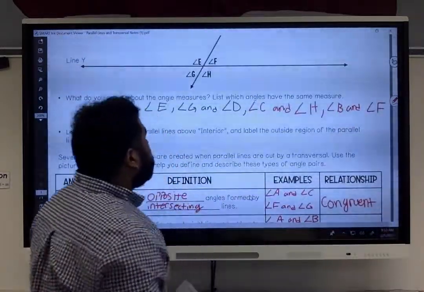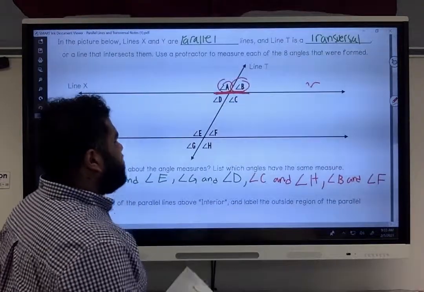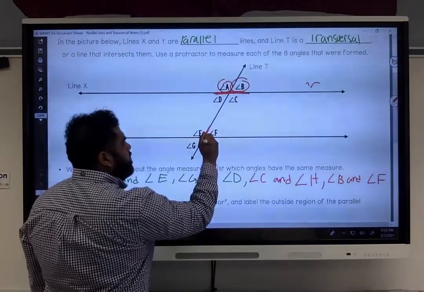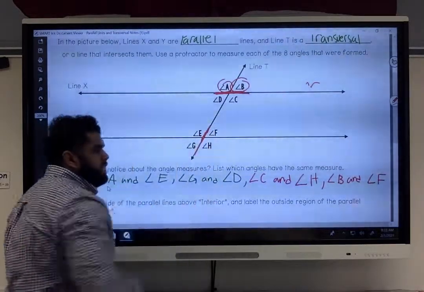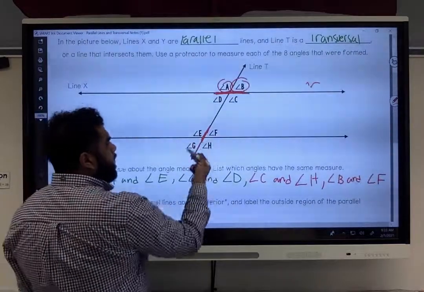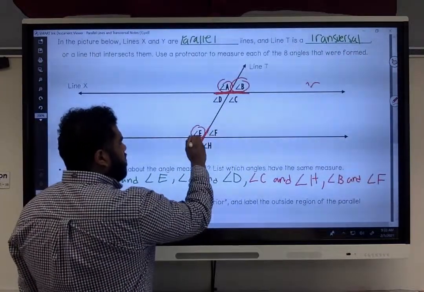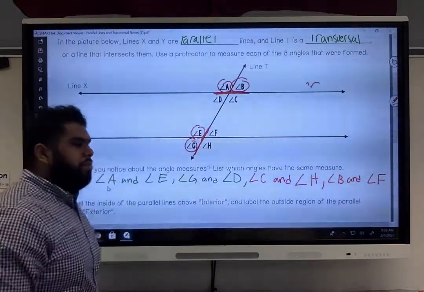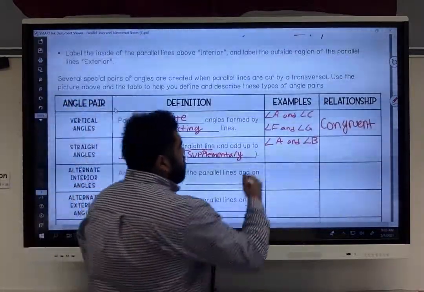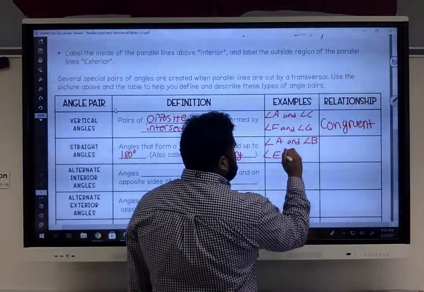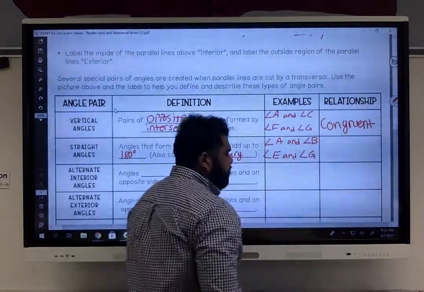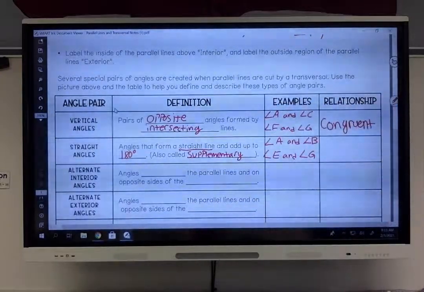Now, what else? Of course, they don't have to be side by side because look down here. If I shade in, that is a straight line, right? Well, what two angles lie on that line? Angle E and angle G. Okay, so they would make 180 degrees. Now again, what relationship do they share?